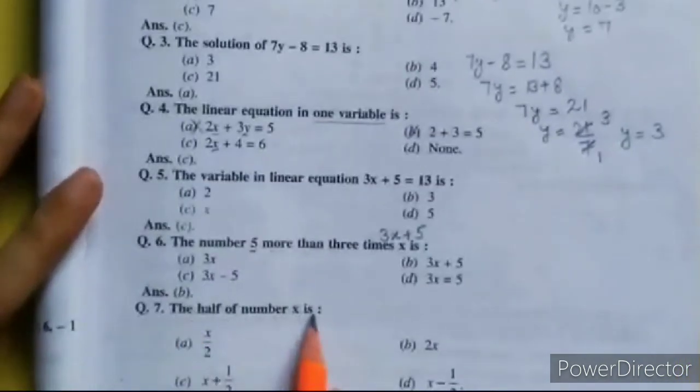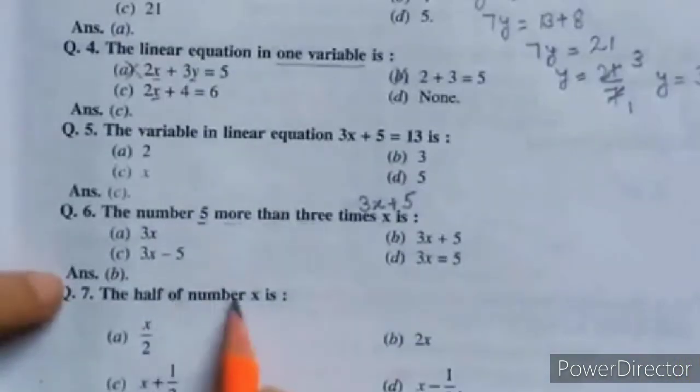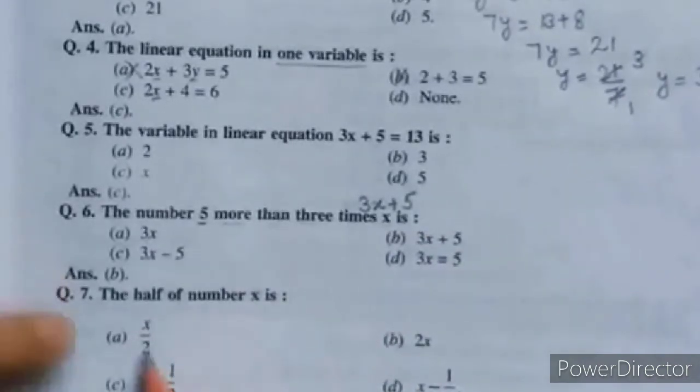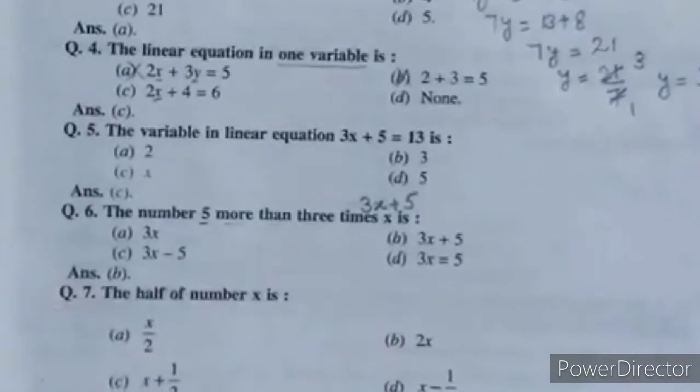Question 7. The half of number x is. That is 1 by 2 into x, which gives x by 2. Option A.